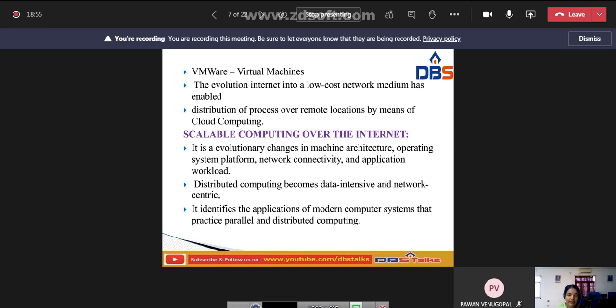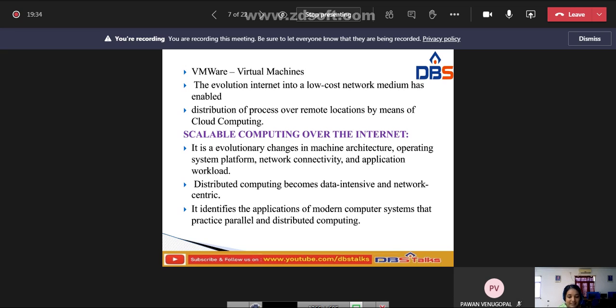Next, coming to scalable computing over the internet. Over the past 60 years, computing technology has undergone a series of platforms and environmental changes. In scalable computing over the internet, the performance and levels of the internet will be discussed here. The levels of the internet will be discussed in this topic.